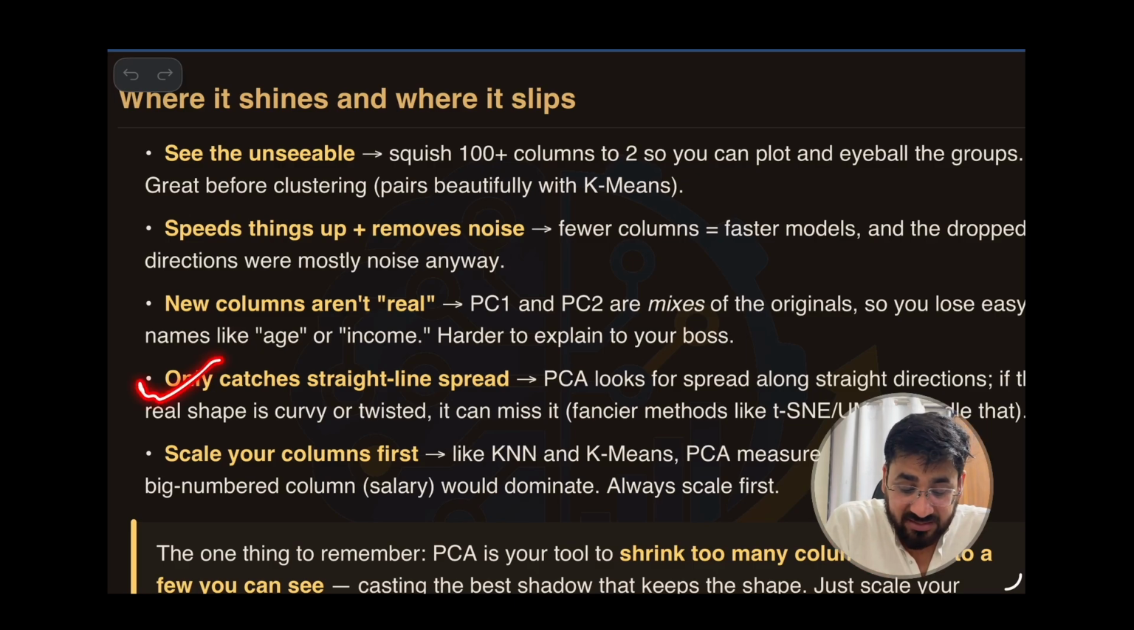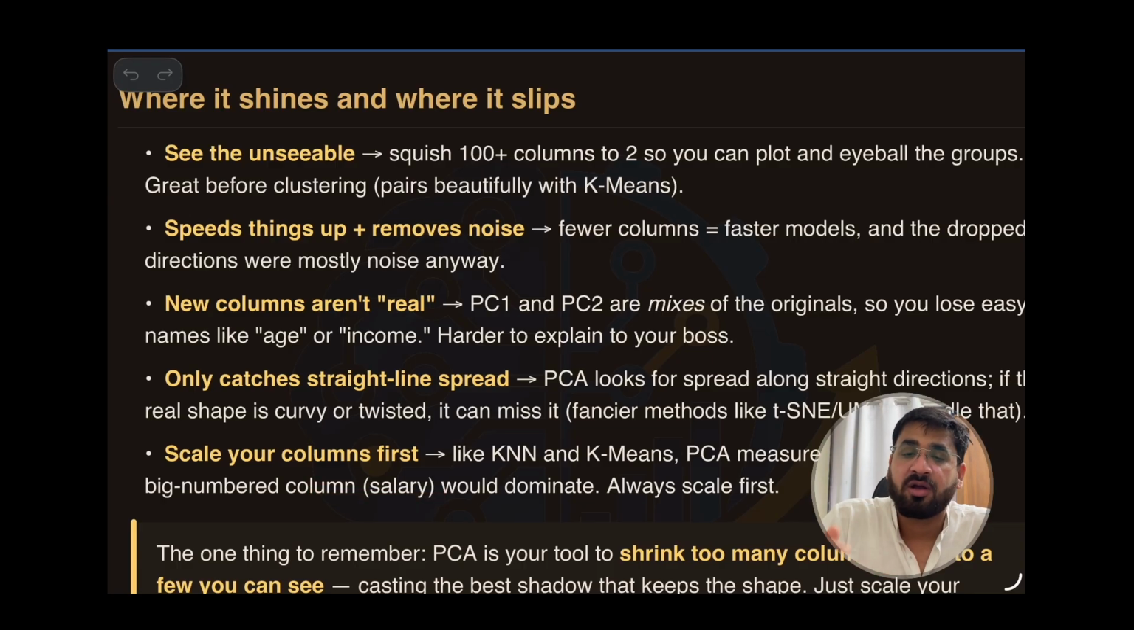Now, it only catches straight lines, not curved spread. This is the problem. If data is spread along a straight line, it catches it very effectively. But if it is not in a straight line, if it is in a curve, there are other models that will solve that. We will learn that. And scale your columns first. This is what we do. So what does it mean, scale your columns first?